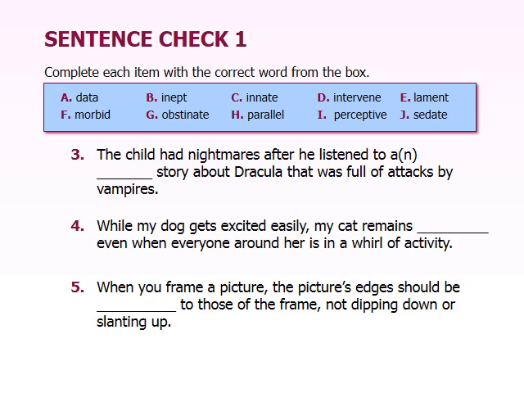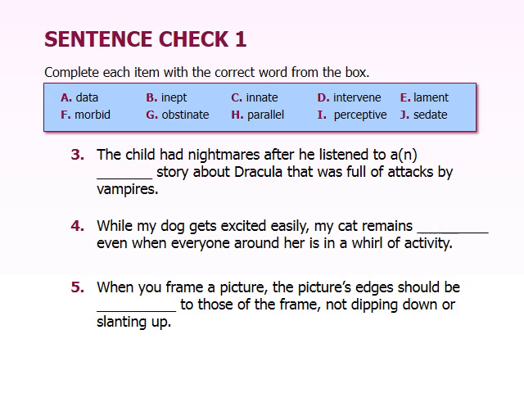The child had nightmares after he listened to a blank story about Dracula that was full of attacks by vampires. Now here the meaning is a little bit different than what I was saying, but Dracula is a vampire. There's violence, attacks, there's death. What word would describe that kind of story?